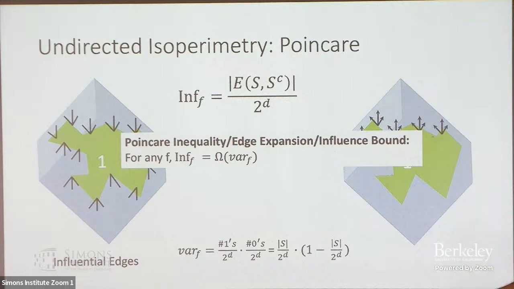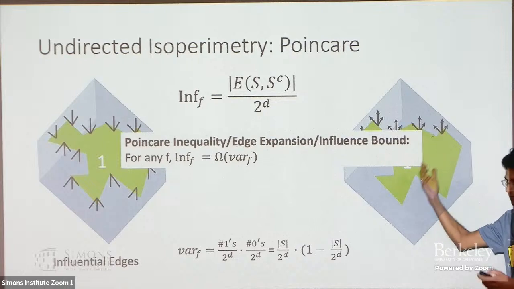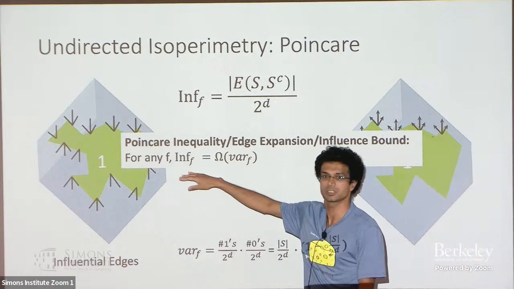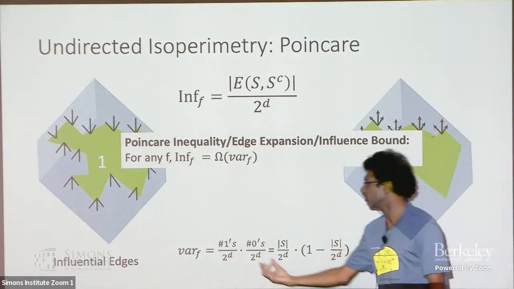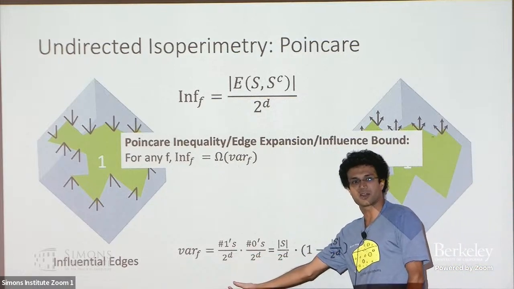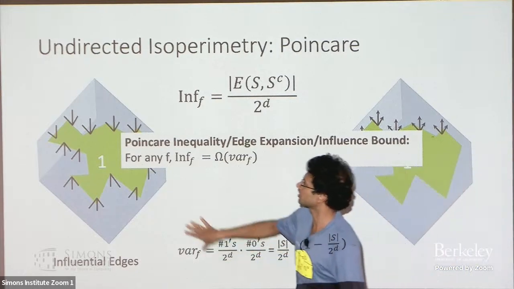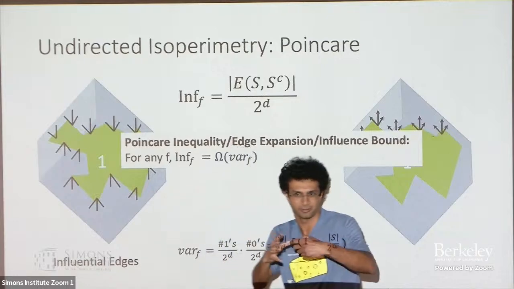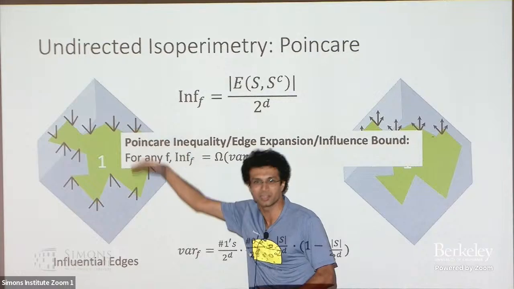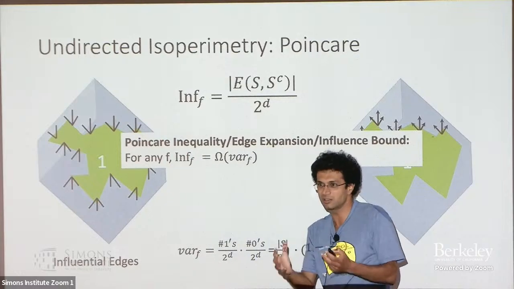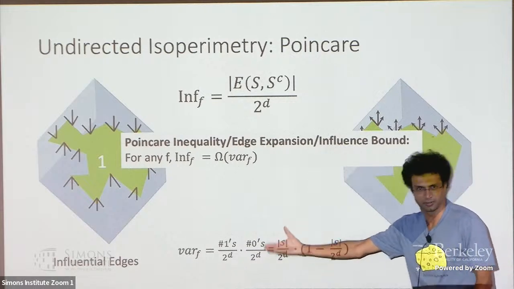And the Poincare inequality, or the edge expansion bound, or the influence bound, whichever way you call it, basically says that the influence of a function is omega of the variance of the function. Variance you can think of as the number of ones divided by 2 to the d times the number of zeros divided by 2 to the d. But if this bothers you, just think of this as some subset that's half of the whole thing, right? Because if almost everything is 1, then you're not going to have much of a boundary. So you need this normalization factor. And so this is just the variance of the function.